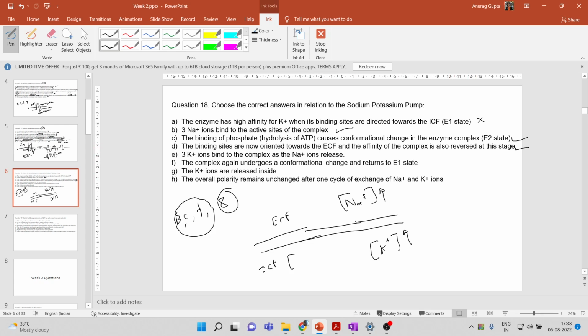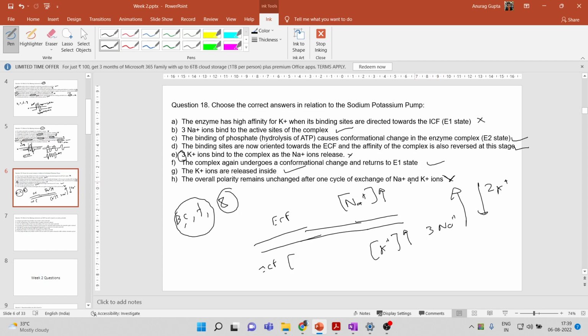Okay, because in the E2 state after the conformational change, the binding sites are now oriented towards the ECF, and the affinity of the complex is also reversed. Now the sodium potassium pump has high affinity for K plus ions, not sodium. Then three K plus ions bind to the complex as the Na plus ions release. So it's actually two, not three, right? So this is the false statement. And Na plus ions release, this is true, but two K plus ions bind. So you should recall that three Na plus is transported outside and two K plus ions are transported inside using the sodium potassium pump. The complex again undergoes a conformational change and returns to E1 state, correct? And the K plus ions are released inside. This is also correct. The overall polarity remains unchanged after one cycle of exchange of sodium and K plus ions. This is false. This is not true.